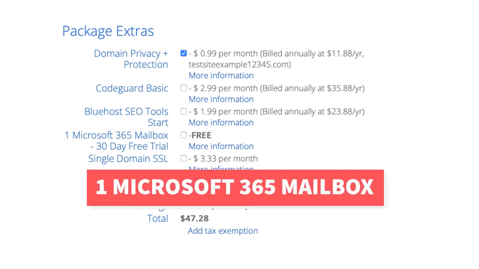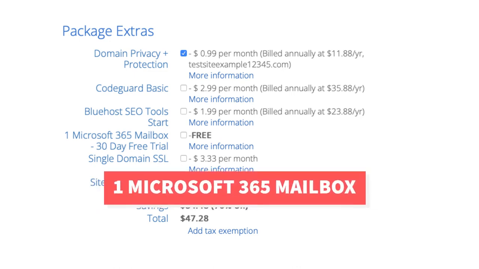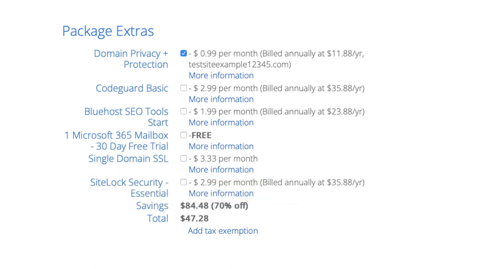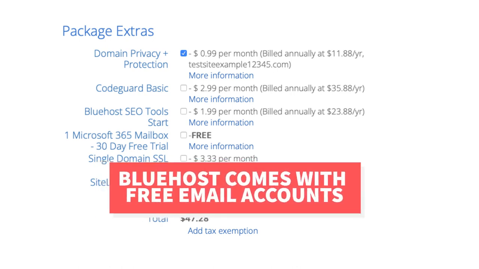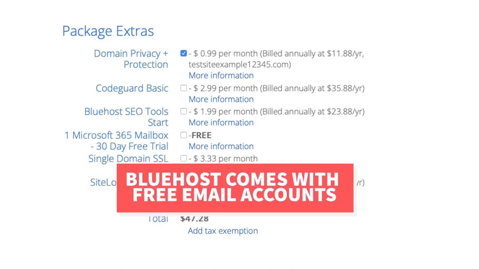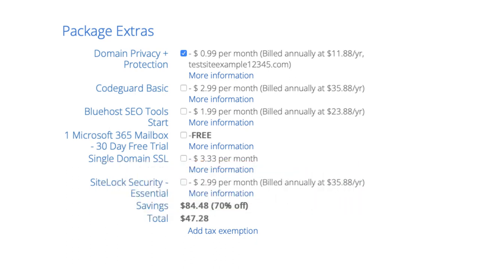Next is One Microsoft 365 Mailbox. This will provide you with an email address you can access via Microsoft Outlook, which is part of Microsoft Office 365. Your Bluehost account already comes with email accounts, and you can set them up with email providers such as Apple Mail, Gmail, and more. This package extra isn't necessary unless you want to utilize Outlook or Microsoft Office 365 for your email.